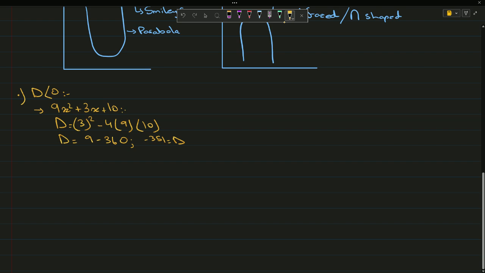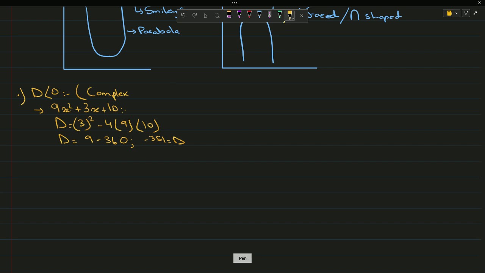Now if it would be less than 0, it means that the roots of the equation would be complex roots, because the discriminant value is less than 0.